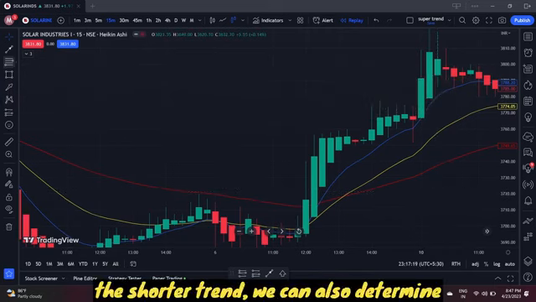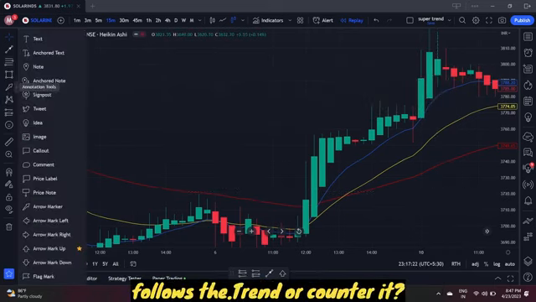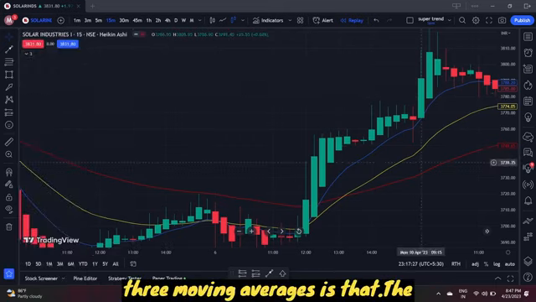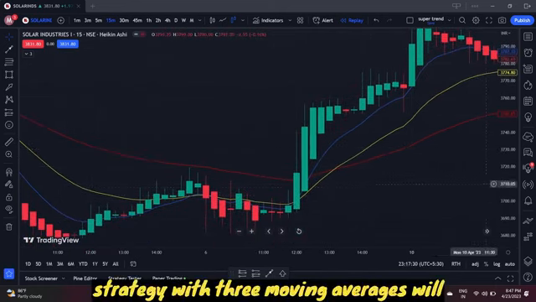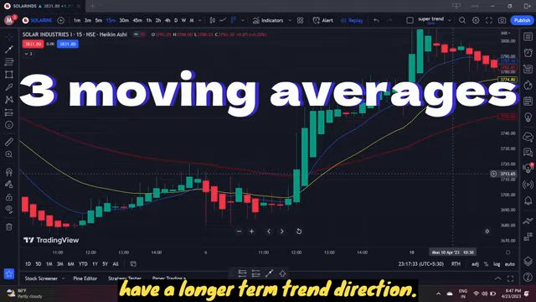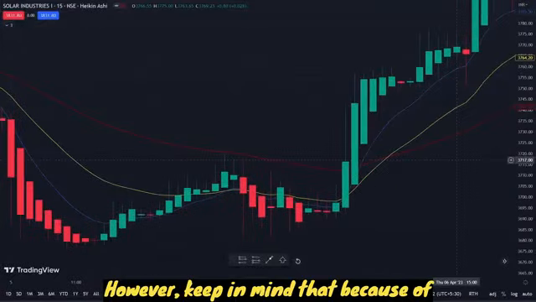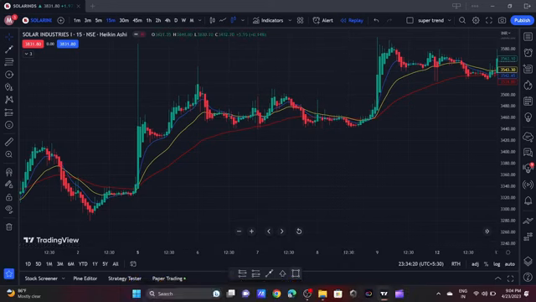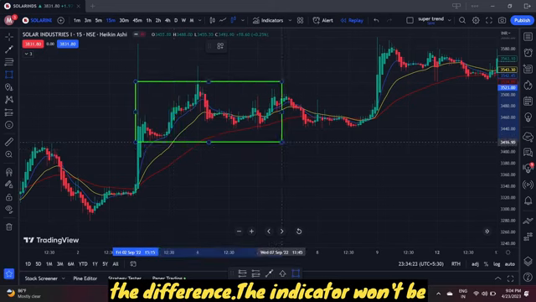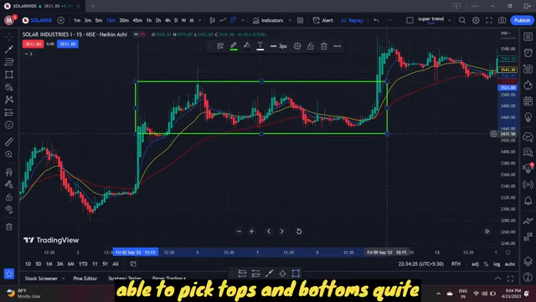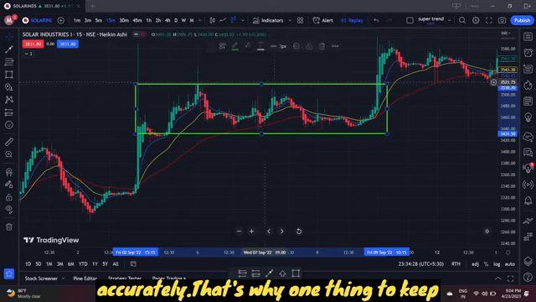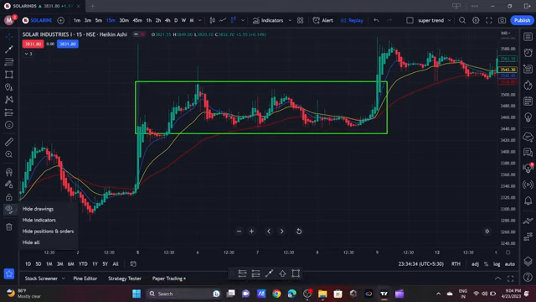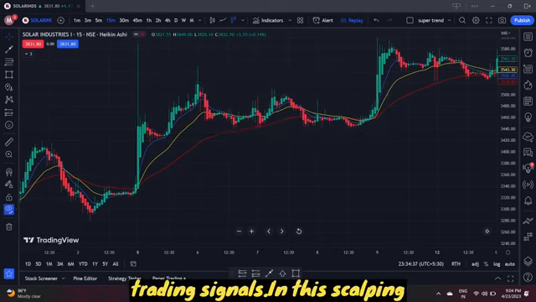From the shorter trend, we can also determine if we will be taking a trade that follows the trend or counter it. The biggest difference if you use 2 or 3 moving averages is that the strategy with 3 moving averages will have a longer-term trend direction. However, keep in mind that because of the lagging disposition of moving averages, the indicator won't be able to pick tops and bottoms quite accurately. That's why one thing to keep in mind is that in ranging markets, this scalping strategy won't perform well because it can give you many false trading signals.